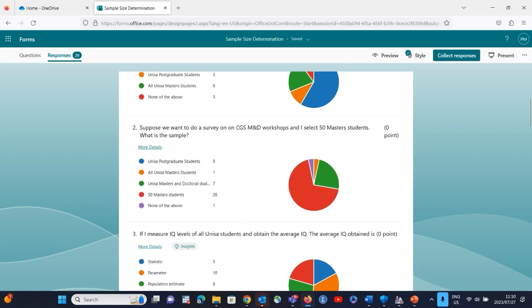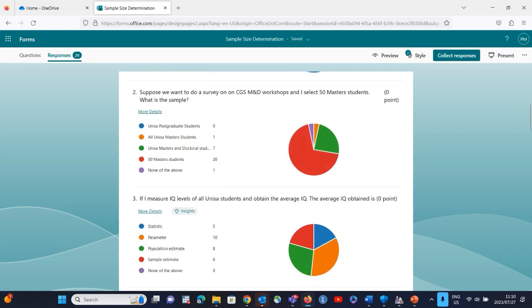Then we've come to the second one. It's the same thing. We're doing a study, but I select 50 master students. What is the sample? The sample will be 50 master students. That's what I selected. So I sampled. Most of you got that one correct.